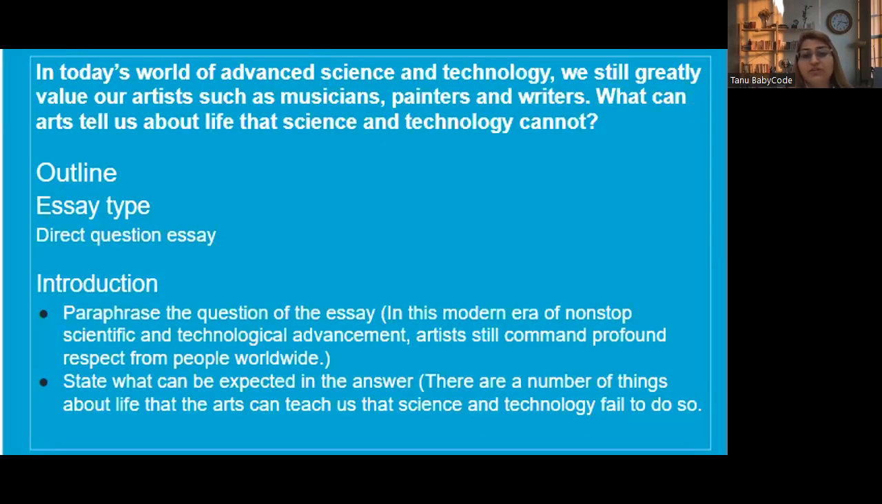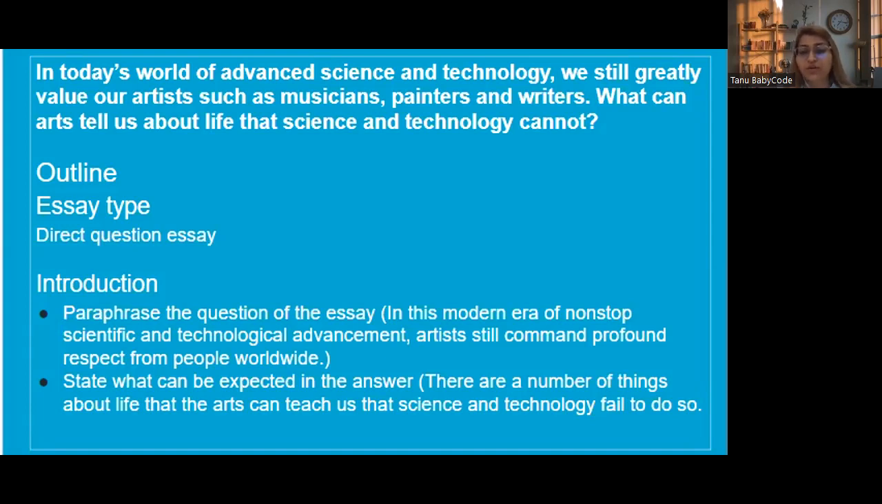Now, the first one is talking about the value of artists, right? And what art can tell us about life, which science and technology cannot tell us. So let's start with the introduction first. In the introduction, as I told you, you have to write two mandatory statements. First is paraphrasing, and second is the thesis part. So, see the paraphrasing here.